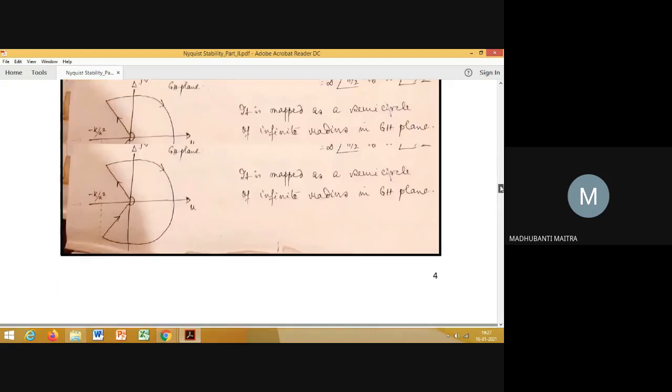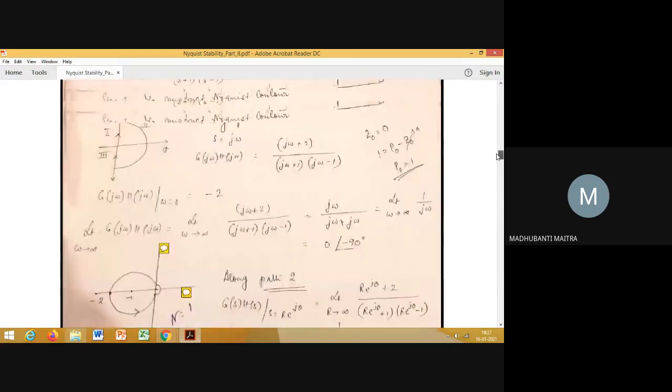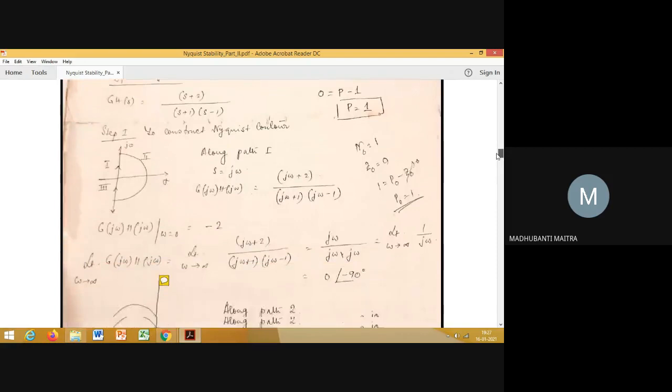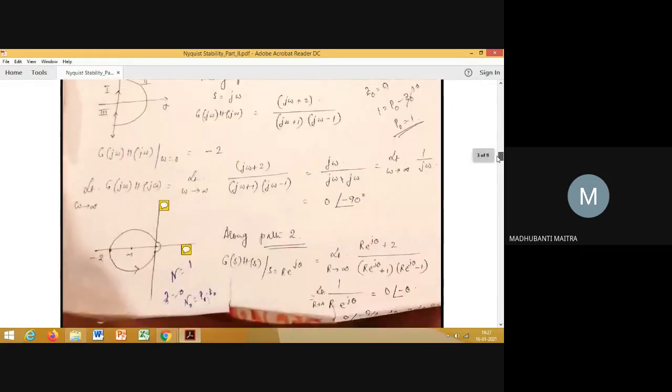When omega value is equal to 0, the magnitude of GH phasor will be infinite. And when the omega value is infinite, the magnitude of GH phasor will be 0. In case of type 0 system, when omega is equal to 0, we'll get some constant value on the real axis. In this case, it is -2. In the previous case, it was 1, I guess.